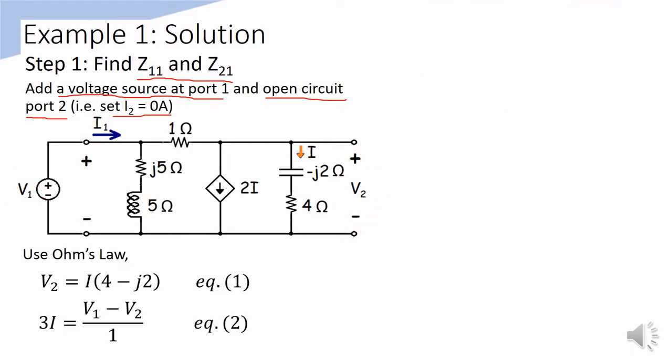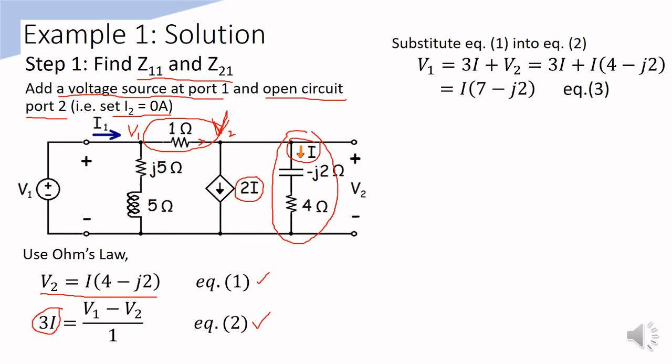First, apply Ohm's law to this branch. The voltage V2 equals I multiply 4 minus j2. Name this as equation 1. Then, again, we use Ohm's law to obtain the current flows through the 1 ohm resistor. Its current is an addition of 2I and I, while the voltage across this resistor is the difference between V1 and V2. Name this as equation 2.